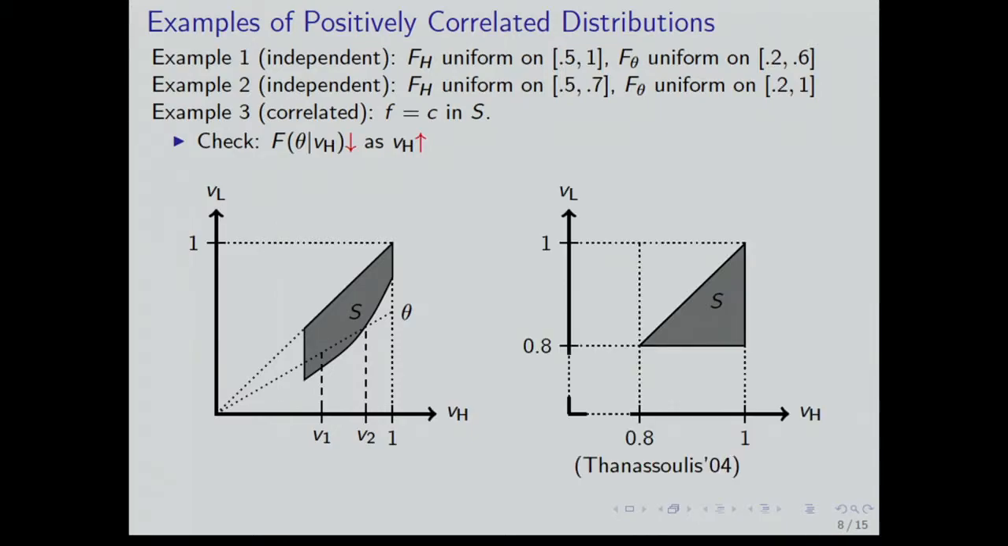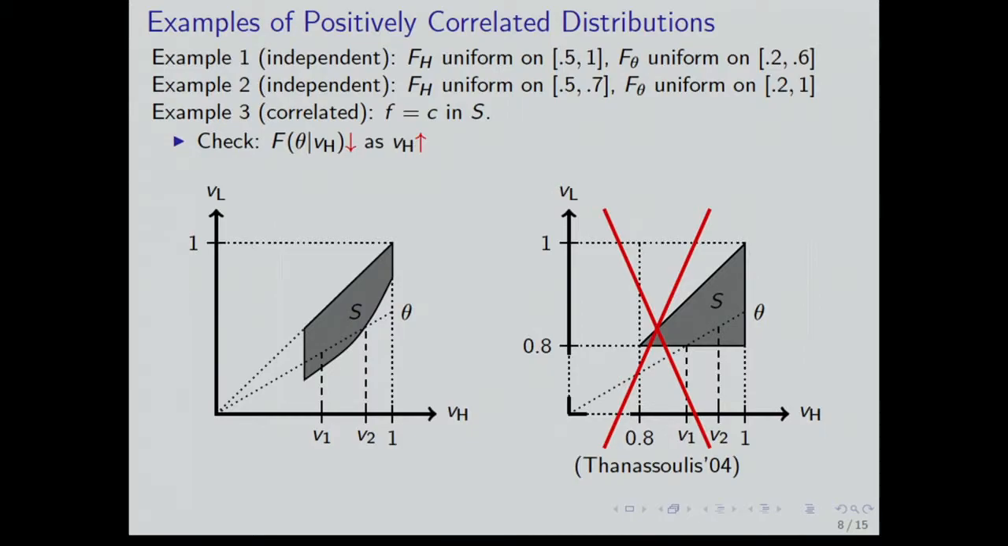Which is satisfying that property. An instance that does not satisfy this condition is this instance. So you have a triangle from 0.8 to 1. And if you pick a certain theta, this theta, you'll see that this conditional distribution went from 0 to something positive as I changed from V1 to V2. Why do I care about not allowing this instance in my class? Because this was the first instance that we know, that Tanasolis showed, where pricing the high quality product is not optimal. So if my theorem is correct, this shouldn't fall in my characterization. Good. So these are the instances.